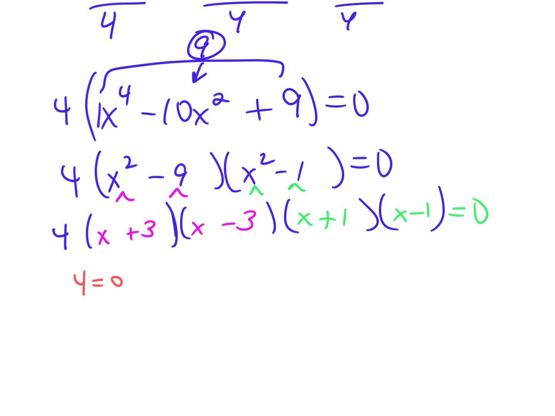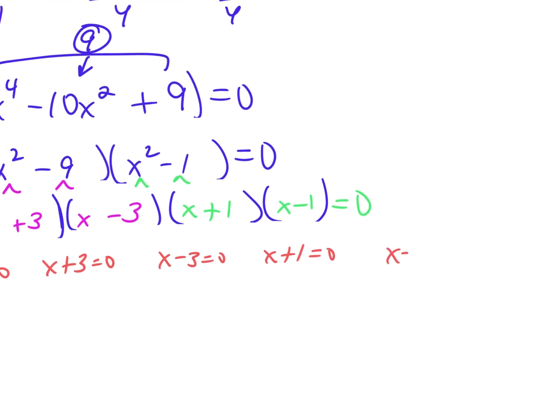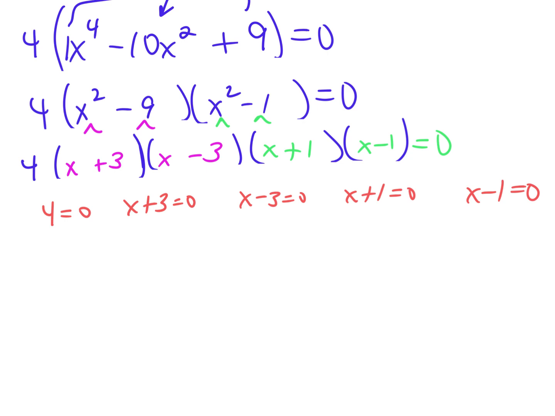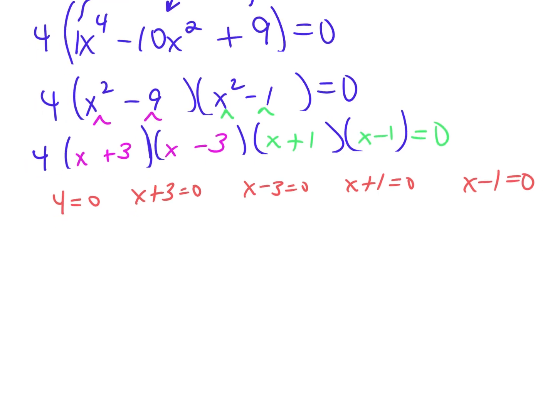Okay, so 4 equals 0. X plus 3 equals 0. X minus 3 equals 0. X plus 1 equals 0. And x minus 1 equals 0. Tell me about 4 equals 0. Does not. Nope, not part of our solution set.